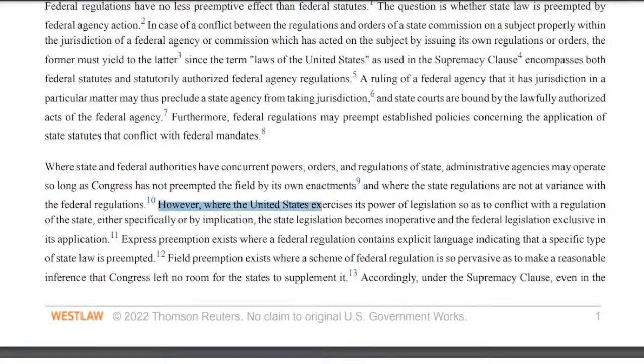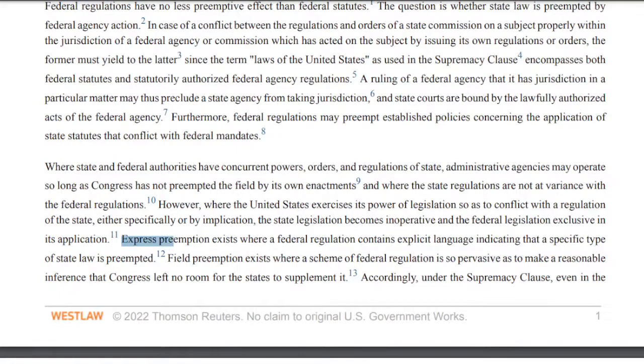However, where the United States exercises its power of legislation so as to conflict with a regulation of the state, either specifically or by implication, the state legislation becomes inoperative and the federal legislation exclusive in its application.